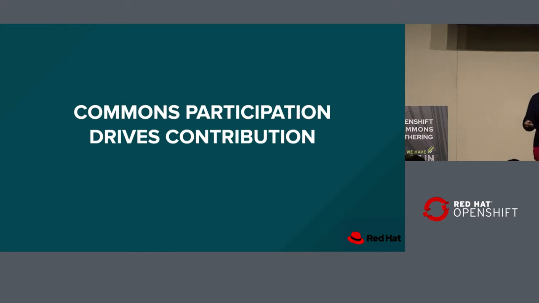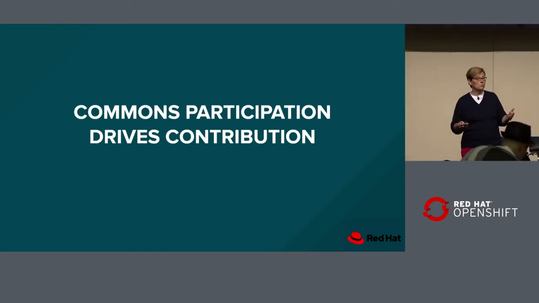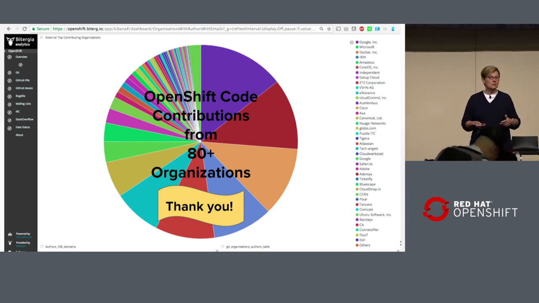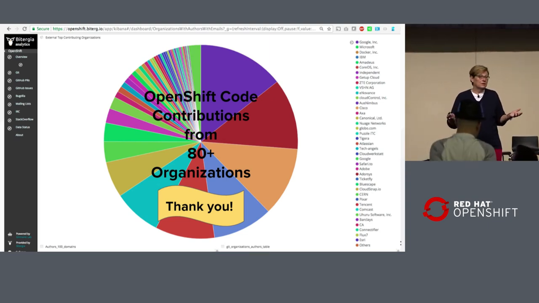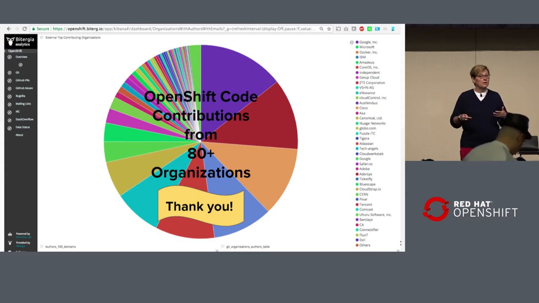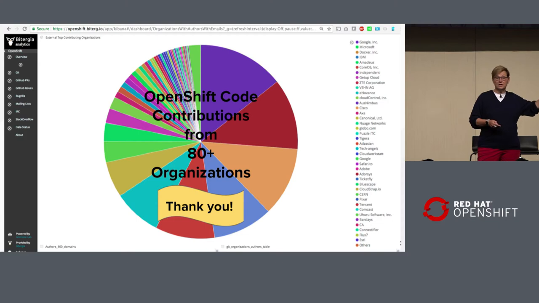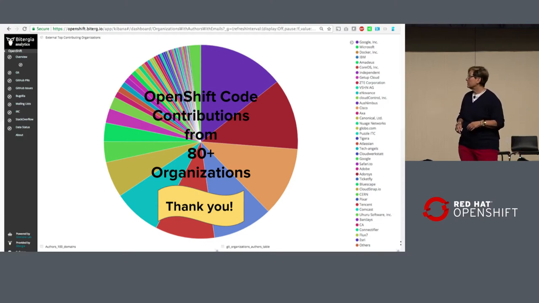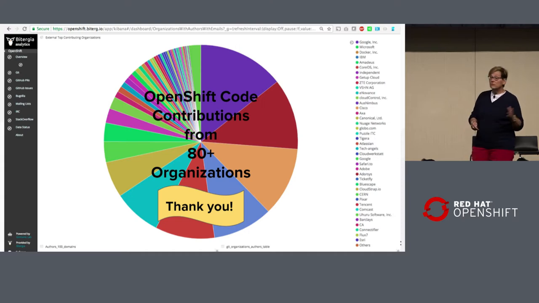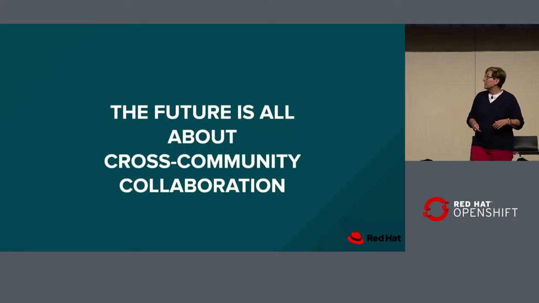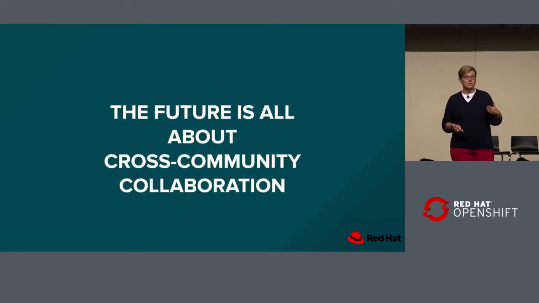And that has, as a good community manager would want, driven lots of contribution into OKD. There are about 80 plus organizations that have made some contribution. The font gets really small. And this is, you're seeing probably for the first time, the Bitergia dashboard that we use to track all of the things that go on behind the scenes. So this is great. But really, the future isn't about contributing to OKD.